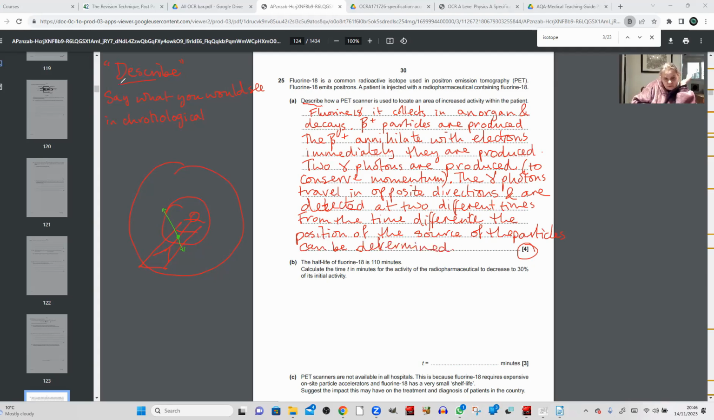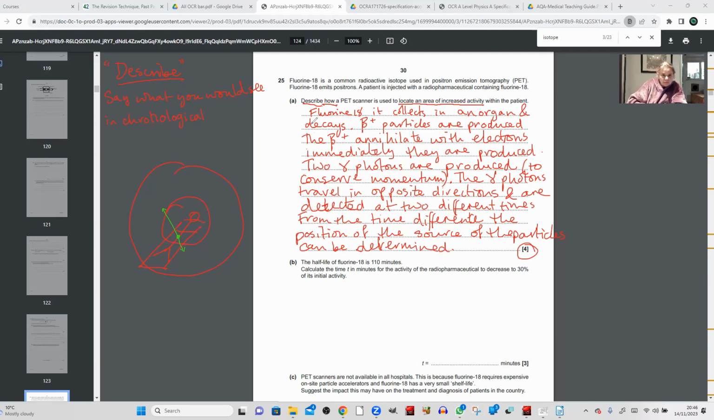Okay, can you see that this is describe how a PET scanner can locate an area of increased activity? So all I've done is go through step by step what happens, what then happens, what then happens, and why that enables you to work out where an area of increased activity is.